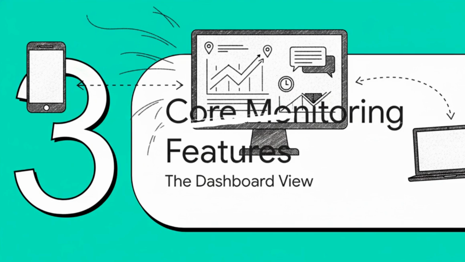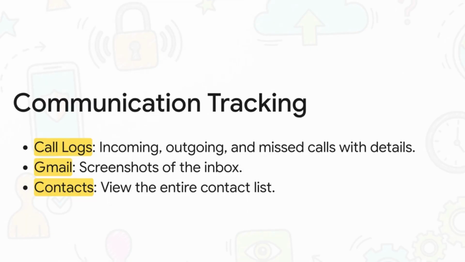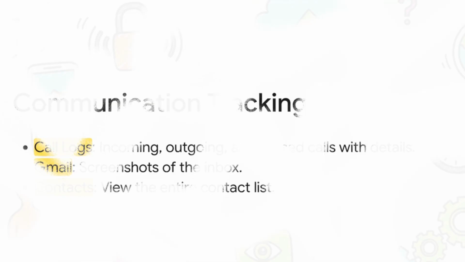Okay, so the app is installed. What can the user actually see? This is where we get to the core features. All the data it collects gets funneled into a central dashboard that you can log into from anywhere. And that dashboard gives you a really deep dive into communications. You can see detailed logs of every call, incoming, outgoing, even missed calls with all the details. You can see the phone's entire contact list. It even goes a step further and captures screenshots of the Gmail inbox so you can see emails.